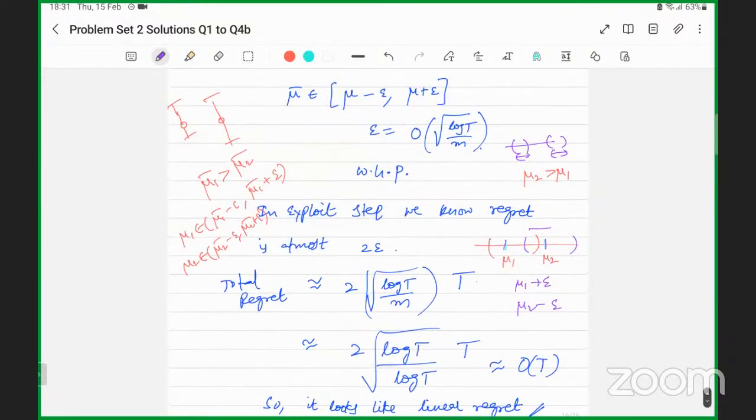So that's why at any given point of time, the regret will be what? 2 epsilon times capital T roughly, because they are roughly having this. This is not a rigorous proof, this is just a vague argument.